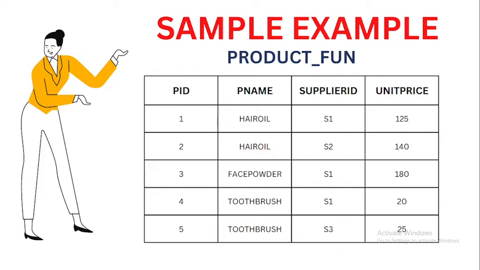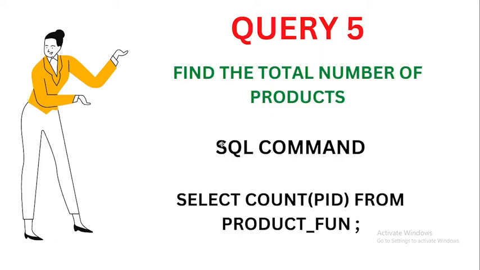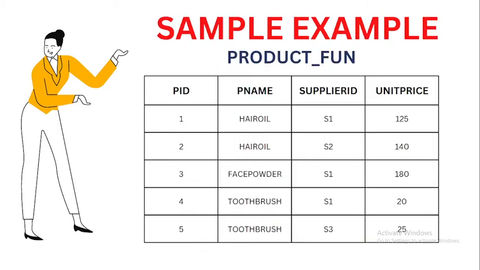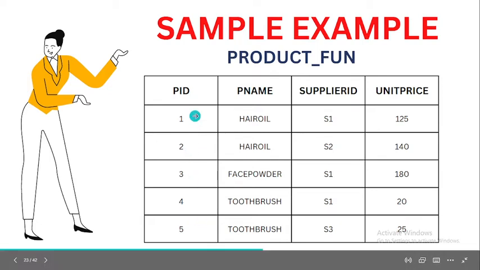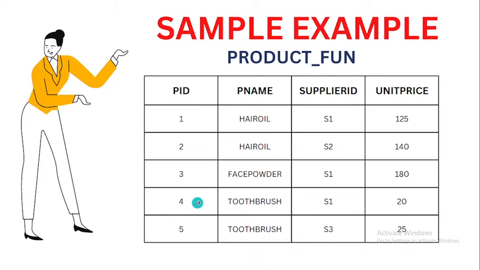Once again we come to our sample example, product_fun, where we have 4 columns and 5 records available. Let's come to our next query. We have to find out the total number of products. So again we have to look at this particular table. If we are asked to find the total number of products, we will see the total is 5: 1, 2, 3, 4 and 5. So our output will be 5 when we perform a count function.